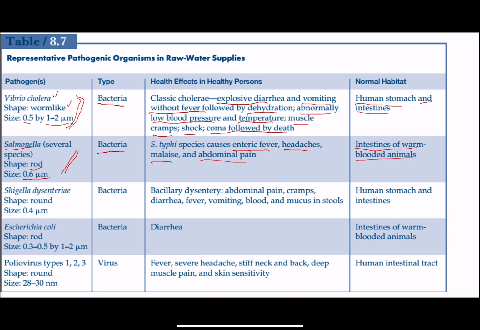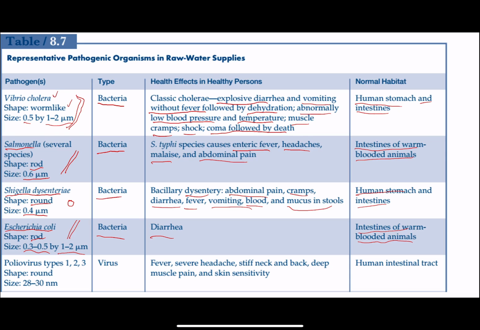Shigella: shape is round, size is 0.4 micrometer, type bacteria, still. It causes bacillary dysentery, abdominal pain, cramps, diarrhea, fever, vomiting, and blood and mucus in stools. The normal habitat is the human stomach and intestines. See, they know exactly where each one of them is coming from. E. coli: rod shape, size is 0.3 to 0.5 by 1 to 2 micrometer. Type bacteria. Of course, E. coli causes diarrhea. Normal habitat is the intestines of warm-blooded animals.